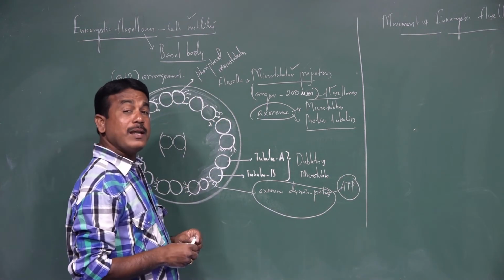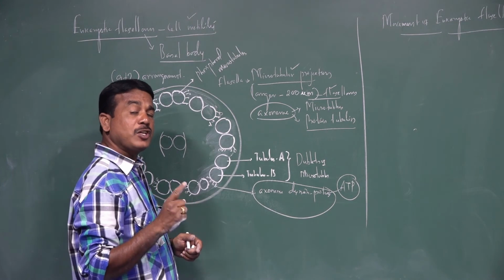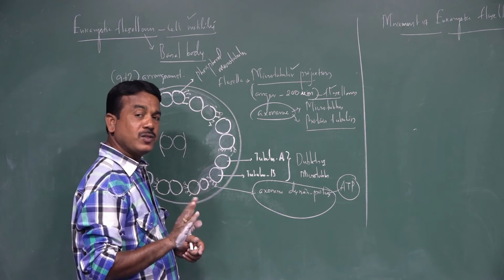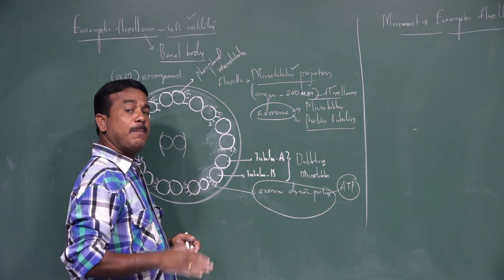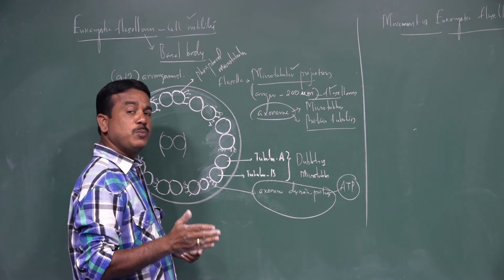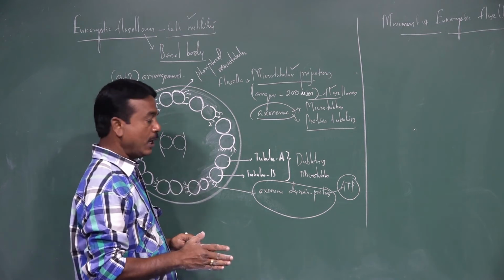But in a prokaryote, the flagellum moves with the help of a protein motor. It is not involved with ATP. But in a eukaryotic organism, the flagellum moves with the help of ATP.